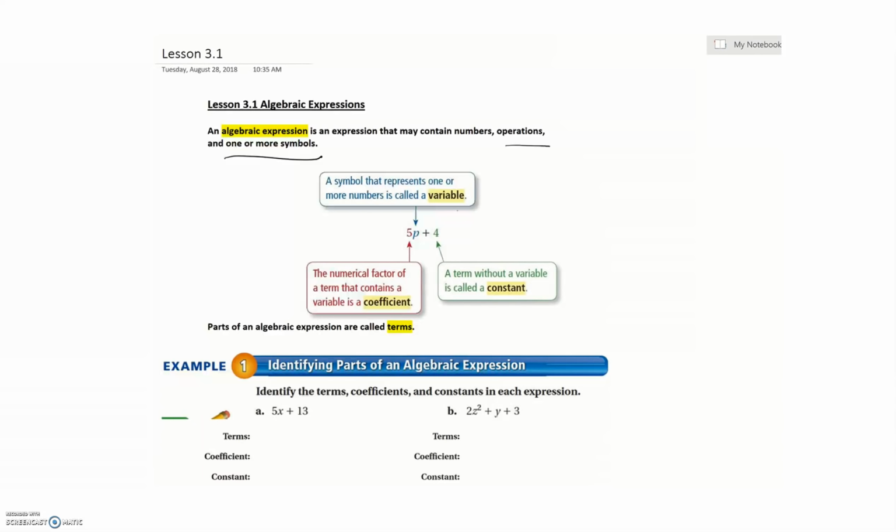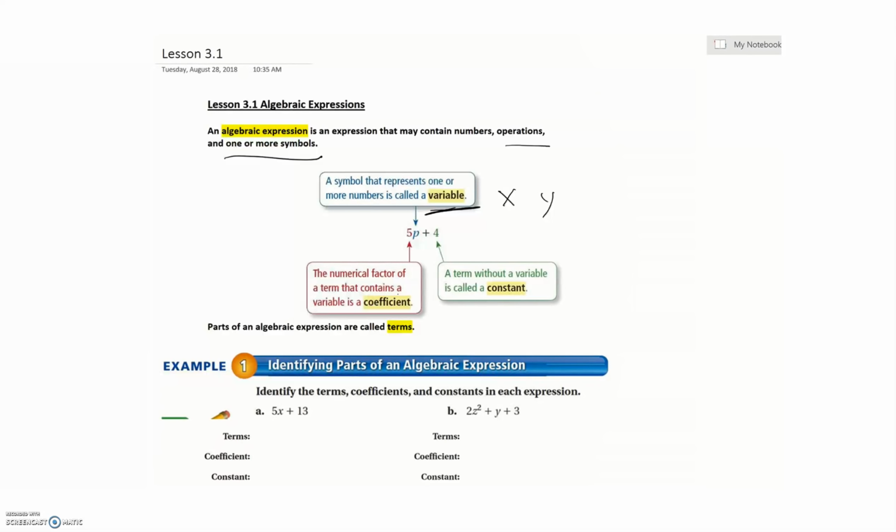First we have some definition terms that we need to understand. I will be using them in class and they will be all over homework and everything else. The symbol that represents one or more numbers is called a variable. It's always a letter. Sometimes x, sometimes y. Those are probably the most common variables, but we'll see things like P here, T, S, M, N, any of those letters.